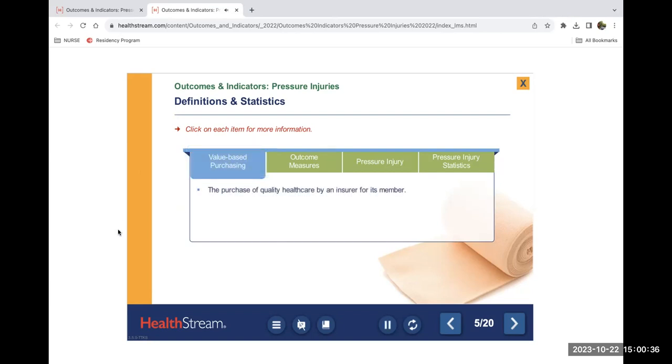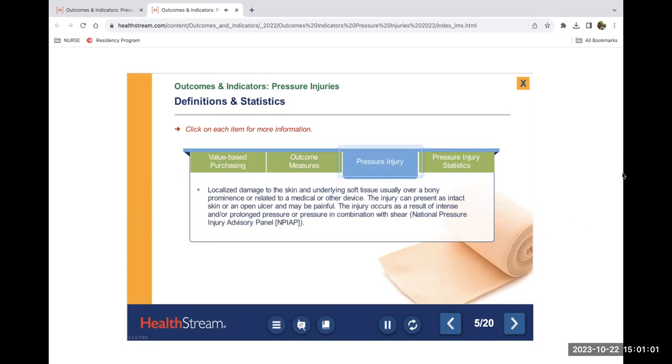Value-based purchasing describes care purchased by an insurance company from an organization based on the quality outcome measures for that organization. Outcome measures evaluate the results of overall care, for example, mortality, readmission rates, or hospital-acquired infection, but do not evaluate whether specific interventions were performed.